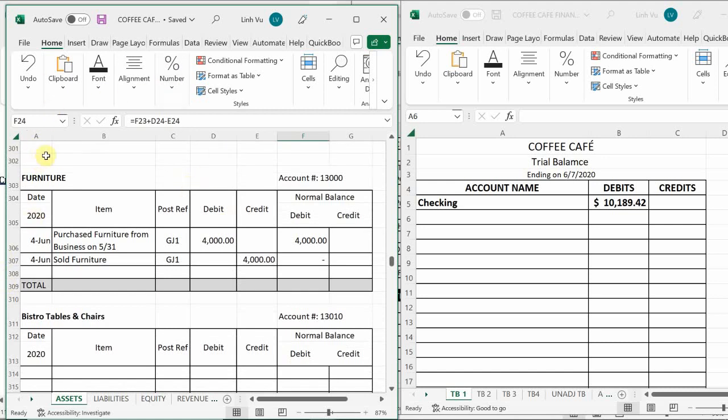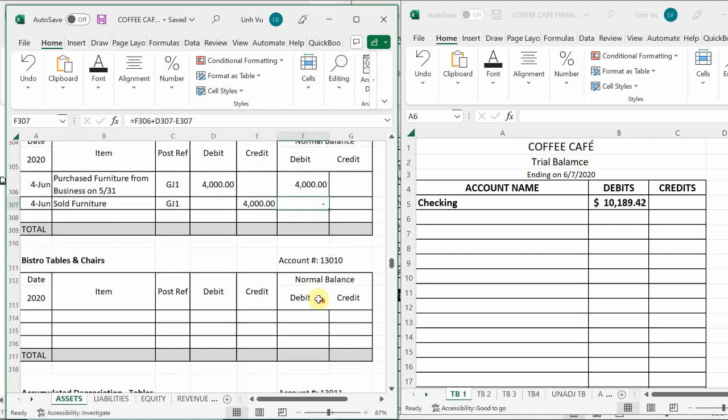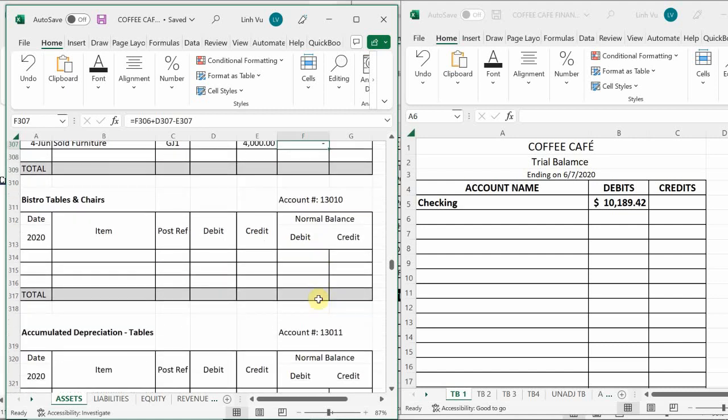Now, in this case, I did purchase furniture, but what happened in my transaction here? I may have purchased my furniture for $4,000, but I ended up selling my furniture for $4,000. So right now, my account balance is 0. Even though there is activity in my furniture account, I don't have an account balance. So I'm not going to record that in my trial balance because, once again, what does a 0 balance do for you? It doesn't do anything. It doesn't affect your debits or credits whatsoever because it's 0.